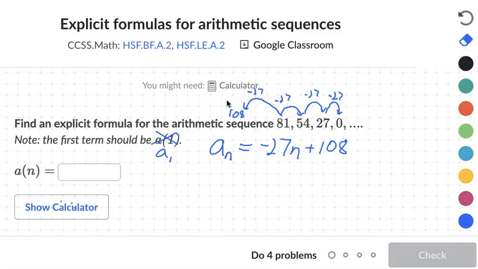Now keep in mind, this 108 is not actually a number in the sequence. We're just using it to help figure out what this adjustment is, because when we plug in the number 1, we haven't subtracted 27 yet. But negative 27 times 1 would mean we are subtracting 27. So we're not starting at 81 in our formula, we're starting at 108 because we've already subtracted 27 once.